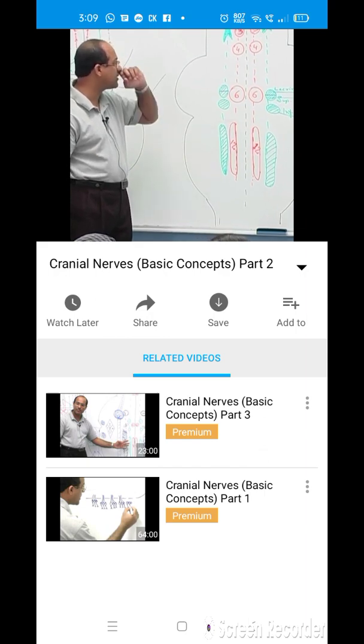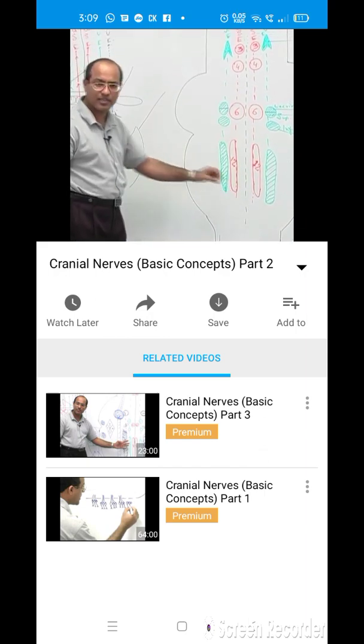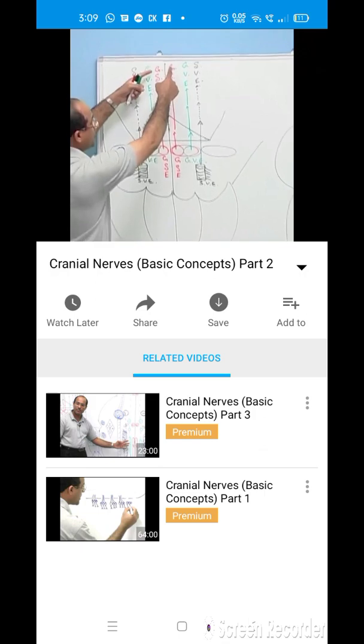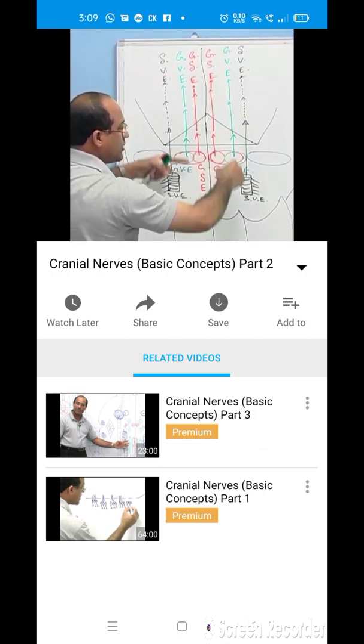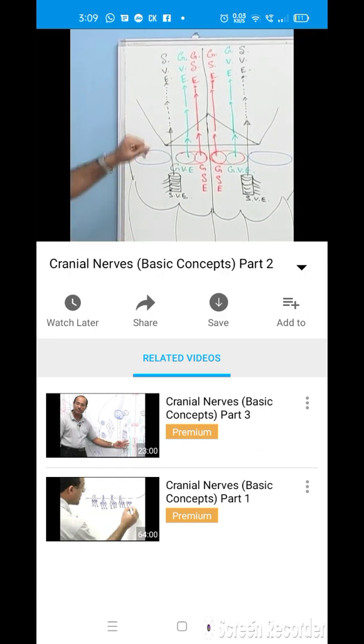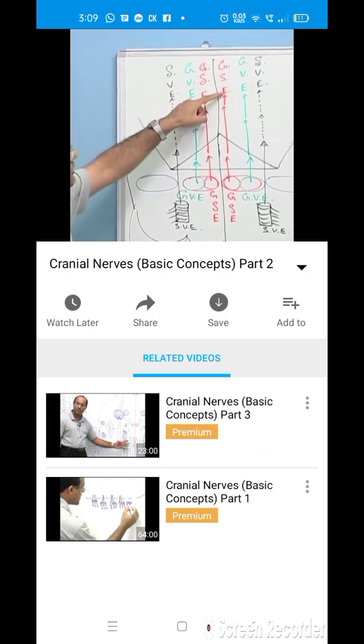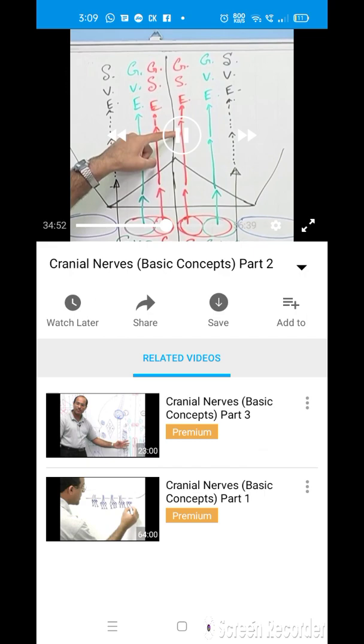So what we have seen here are two columns. We have discussed the general somatic efferent column. We have discussed the general visceral efferent column. Now let's recap. In the general somatic efferent column, there is the third nerve nucleus, the fourth nerve nucleus.